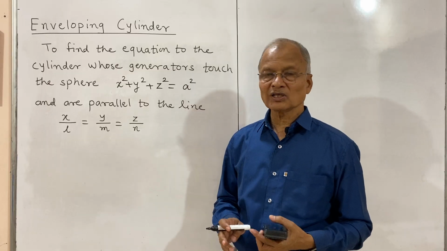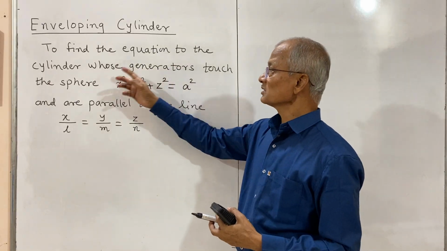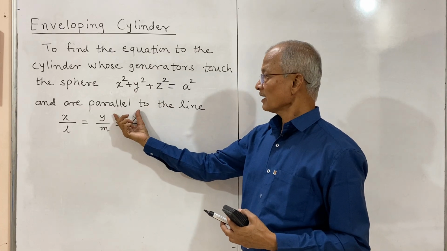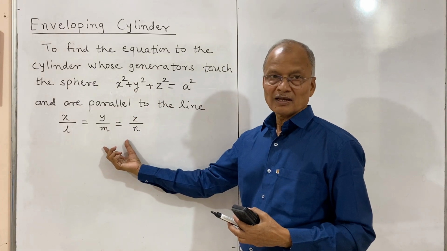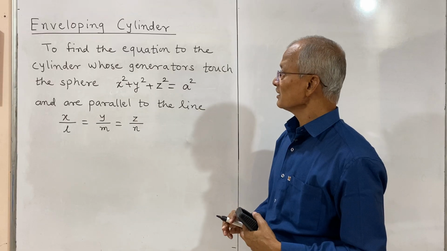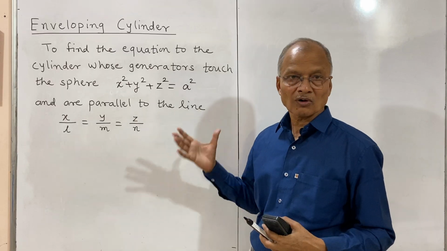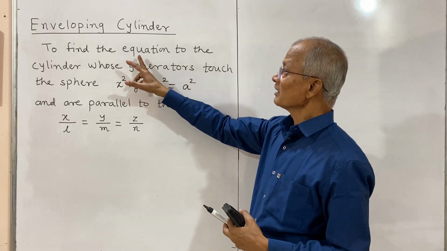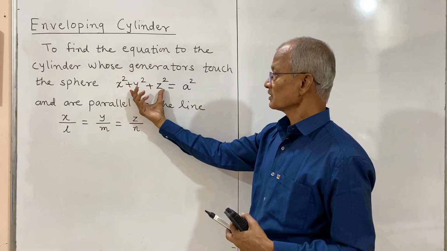In this lecture we shall find the equation to the cylinder whose generators touch this sphere and are parallel to this line. Earlier we have seen the enveloping cone of a sphere. In a similar way we shall obtain the enveloping cylinder to this sphere.